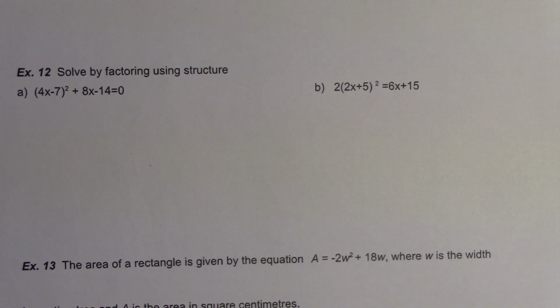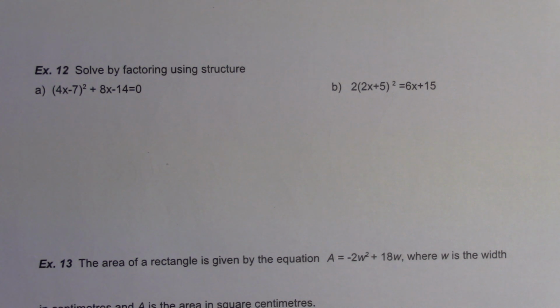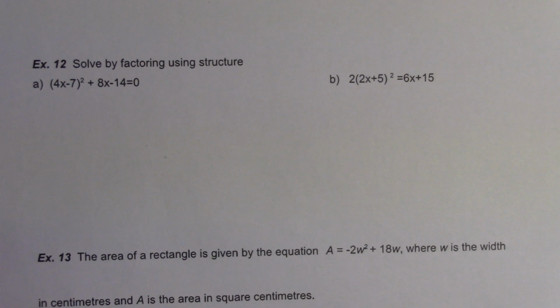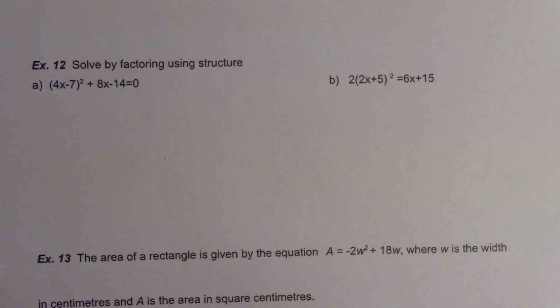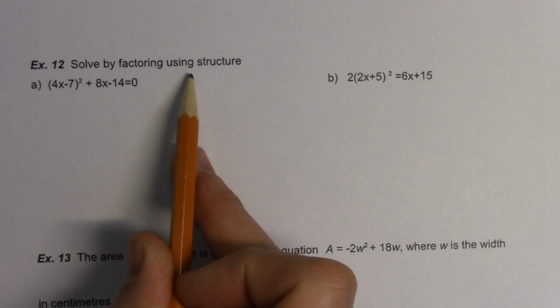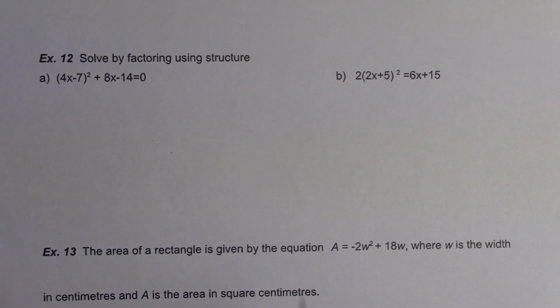All right. Okay, we need to factor this now. So we are 4x minus 7 squared plus 8x minus 14. I'm not sure what this means, using structure. Yeah, I don't know. I haven't taught that yet. Let's skip this one. I gotta come back. I'm not sure what this is referring to.